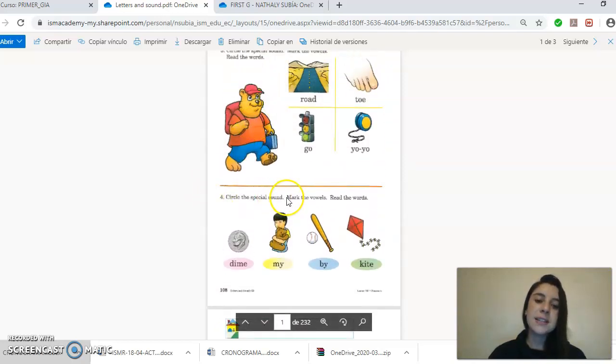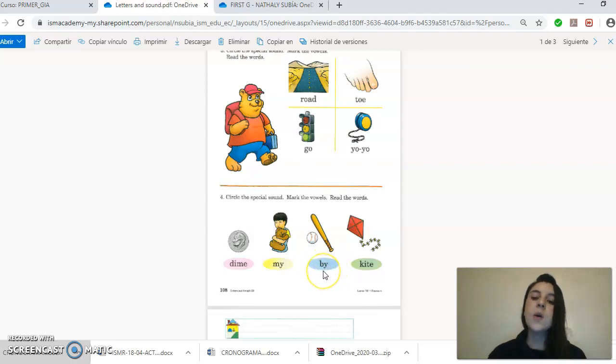Circle the special sound. Mark the vowels and read the words. Okay. First, circle the new special sound that we learned. It was Y as in fly, as in my. Only the special sound. Circle only the special sound. We have the special sound in two words and we're going to circle this special sound.